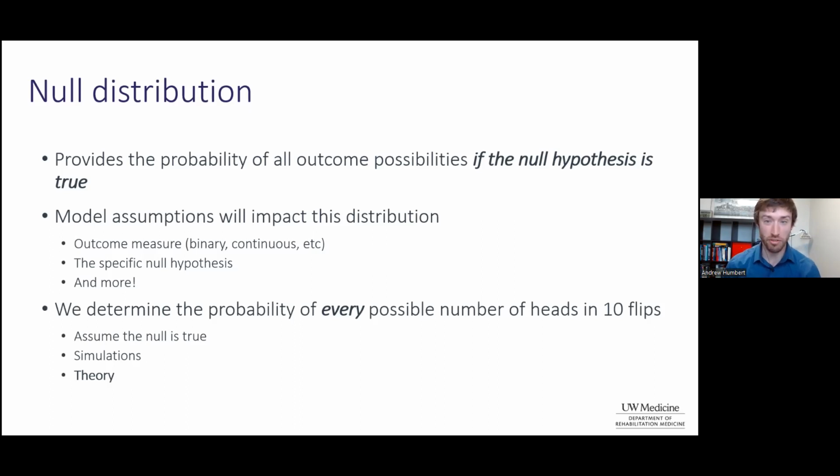What we do want to focus on in our example is how we can determine the probability of every possible number of heads in 10 flips. Again, we're assuming the null hypothesis is true. So we're assuming we have a fair coin, and we're trying to figure out, what's the probability of 0 heads?